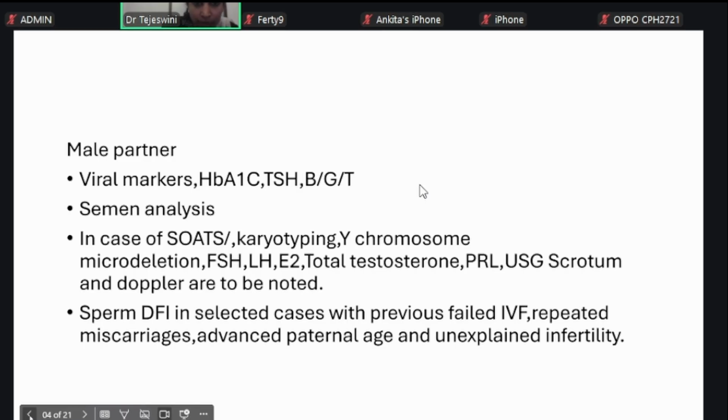oligoasthenoteratospermia or azoospermia, karyotyping of the male partner, along with that Y chromosome microdeletion, especially if the concentration is less than 1 million per ml, FSH, LH, estradiol, total testosterone, prolactin, ultrasound scrotum, and Doppler are to be noted in cases of azoospermia, and severe OATS. Sperm DFI is to be noted in selected cases, especially in those cases with previous failed IVF cycles, repeated miscarriages, advanced paternal age, especially if the male partner is more than 40 years of age, and in cases of unexplained infertility.